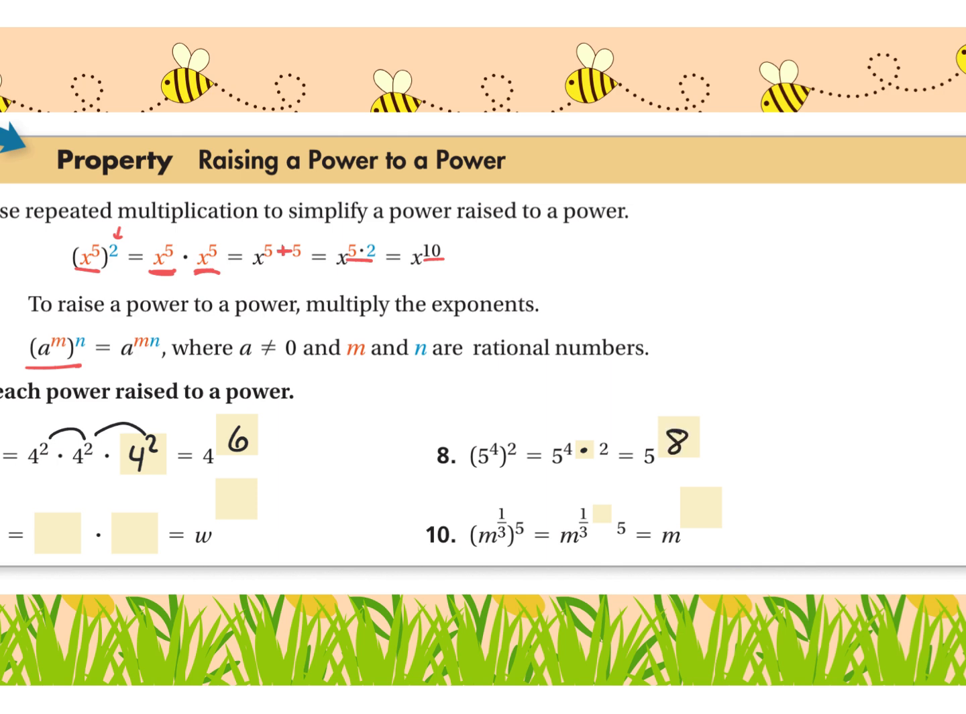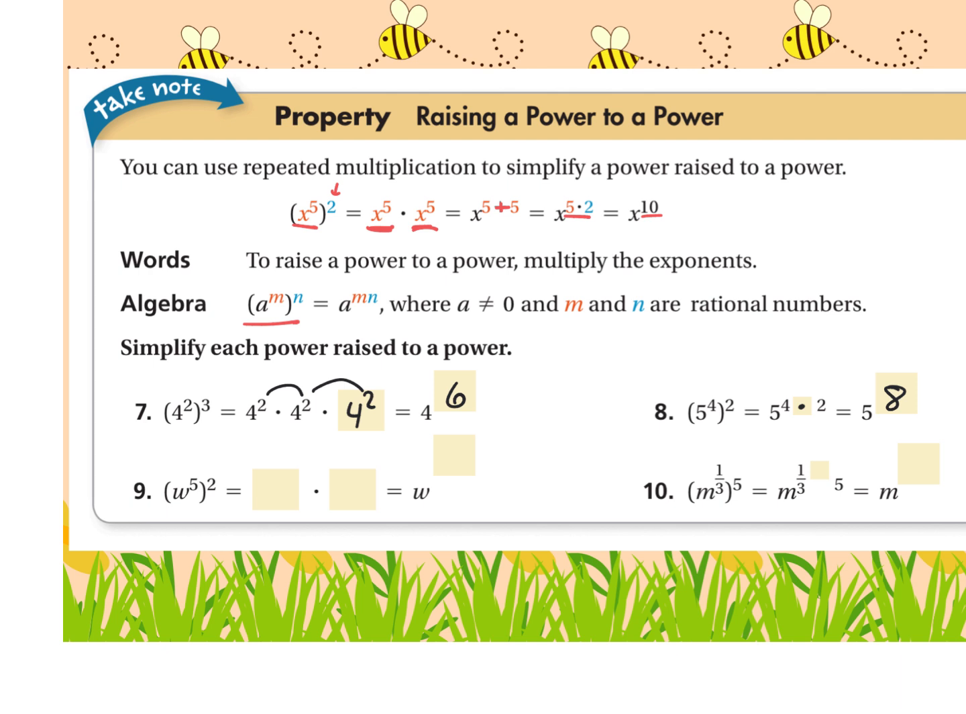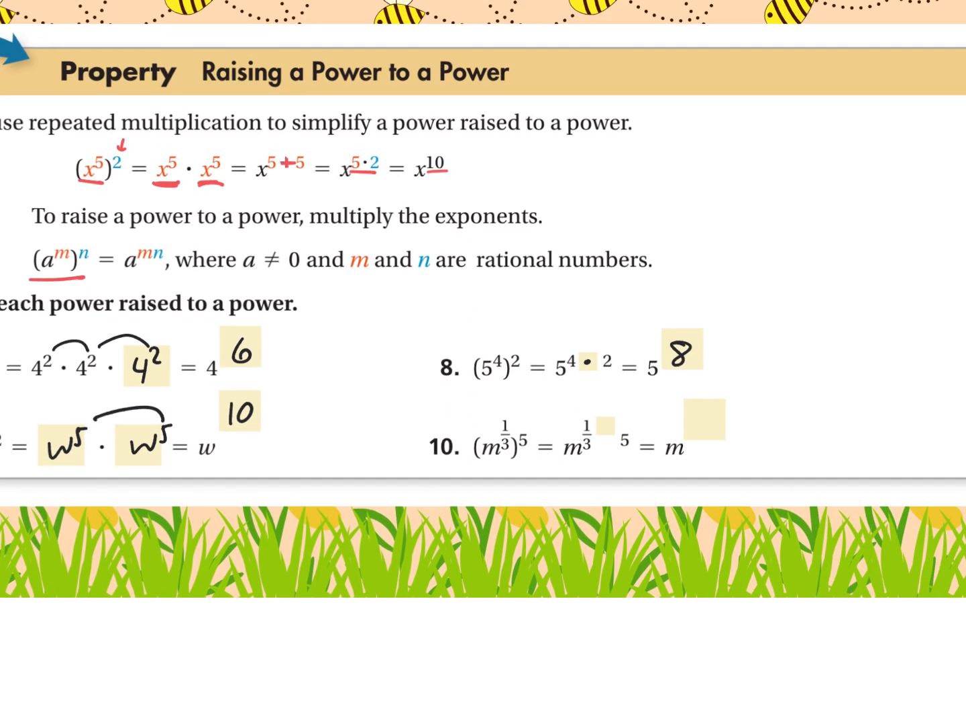All right. Similarly with the next one, w to the fifth to the second, that's the same as w to the fifth times w to the fifth. And then 5 plus 5, that's going to get you 10. Multiplying with the same base, you add the exponents. Now, m to the 1/3 to the fifth: that 1/3, you're going to multiply by that 5. Power to a power, you can multiply.